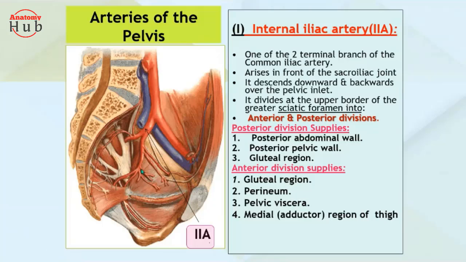So your medial compartment of the thigh, you'll see some branches coming, that is the obturator artery, right? So they all supply there. But the anterior compartment of your thigh is supplied by the femoral artery. And the posterior compartment of your thigh is supplied by the profunda femoris artery, which is again a branch of your femoral artery, right?